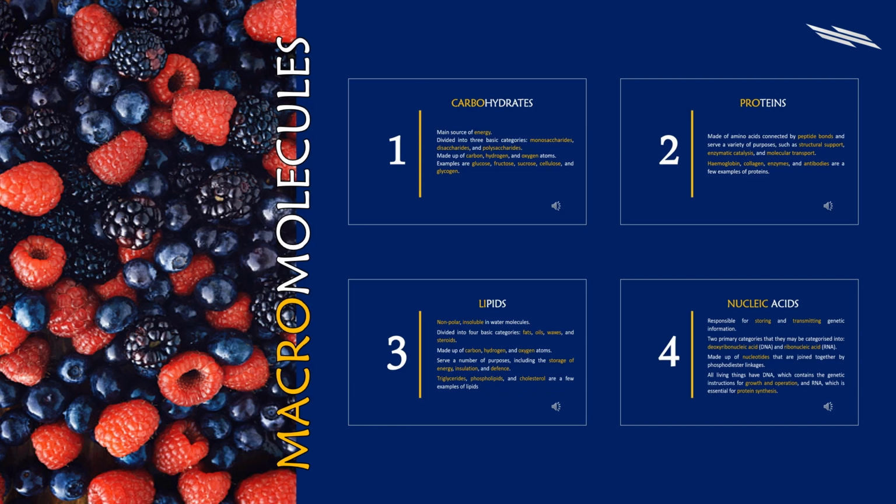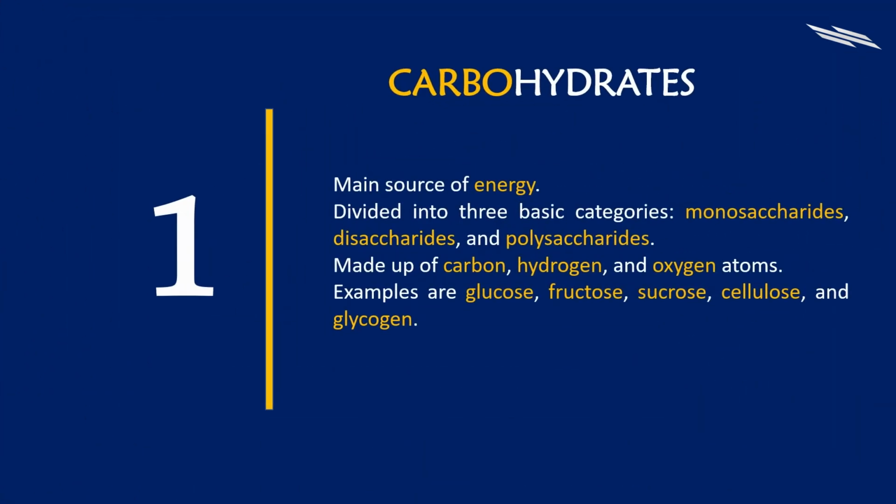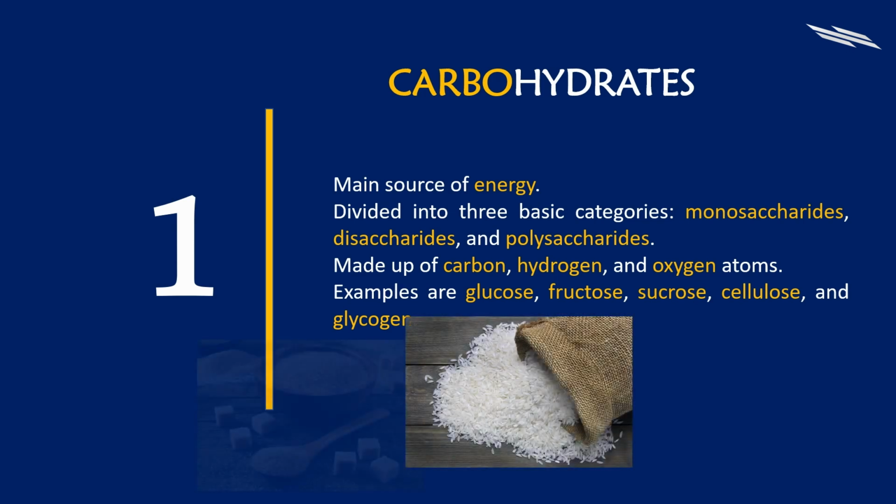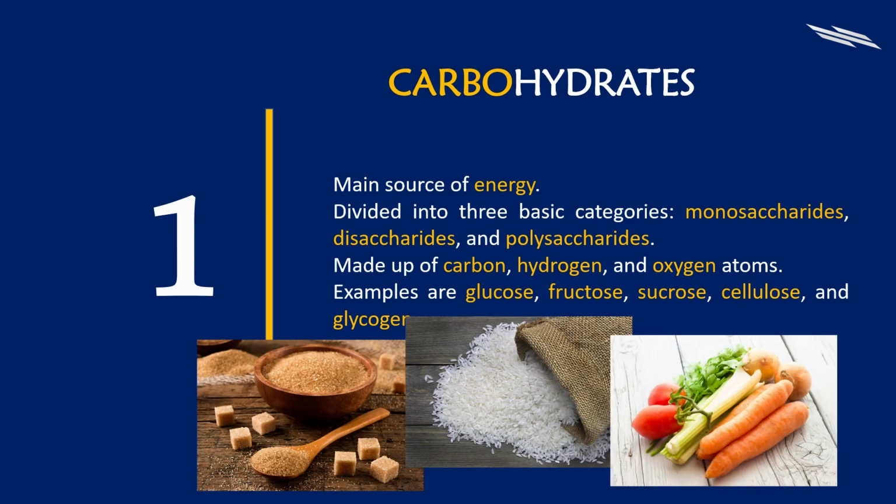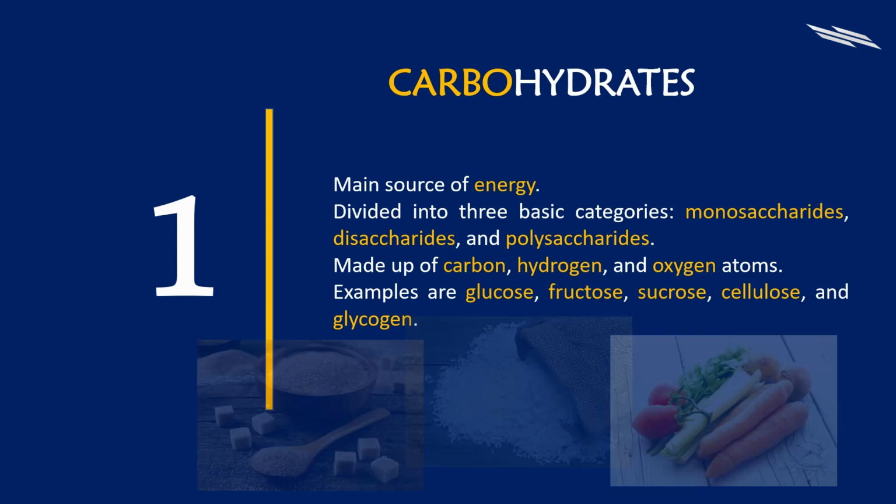First, carbohydrates are the main source of energy. They can be divided into three basic categories: monosaccharides, simple sugars; disaccharides, two sugars linked together; and polysaccharides. They are made up of carbon, hydrogen, and oxygen atoms, with many sugars linked together. Glucose, fructose, sucrose, cellulose, and glycogen are a few examples of carbohydrates.